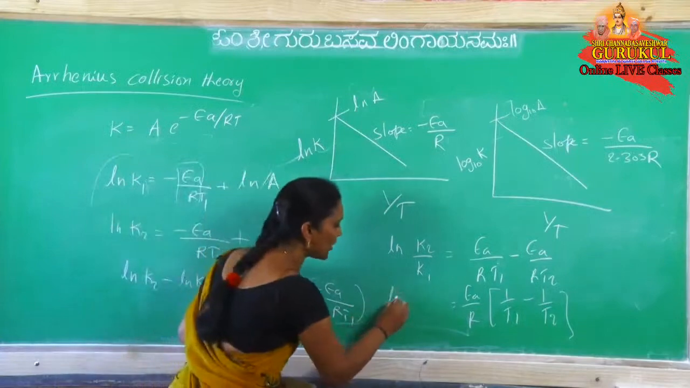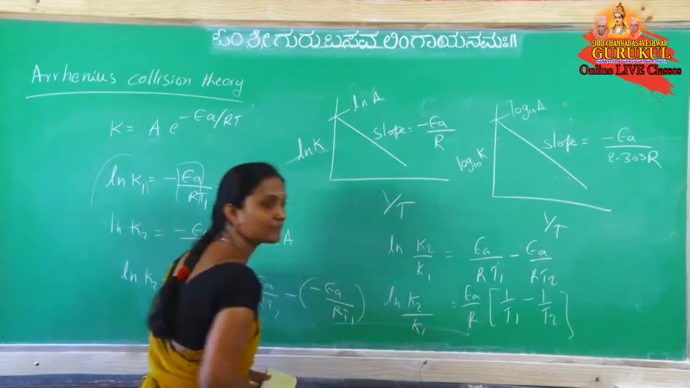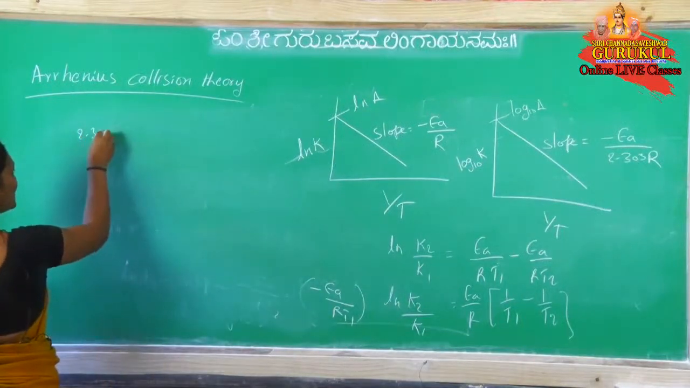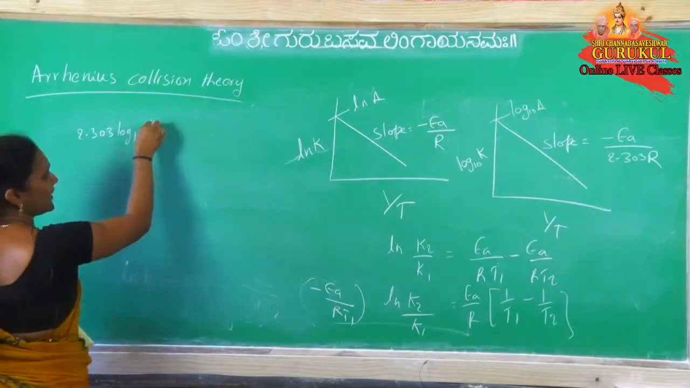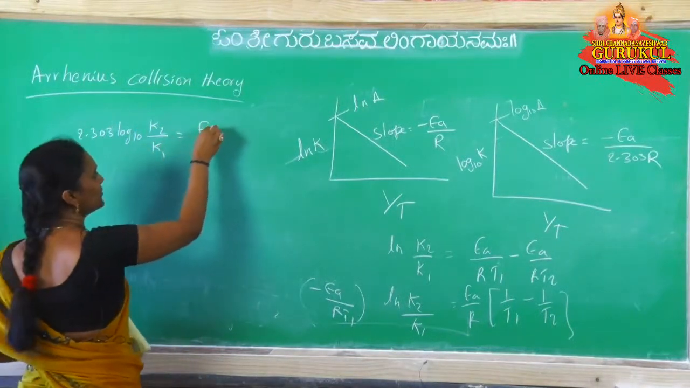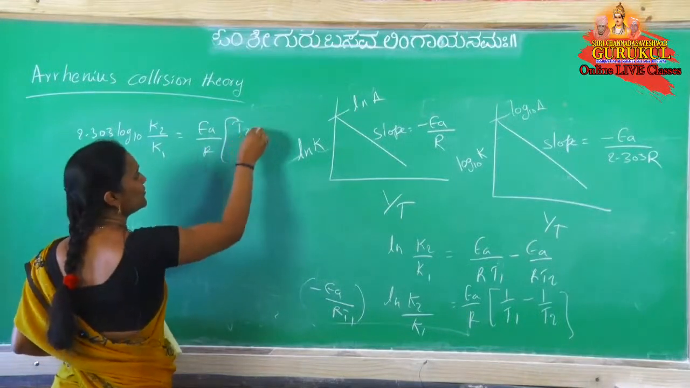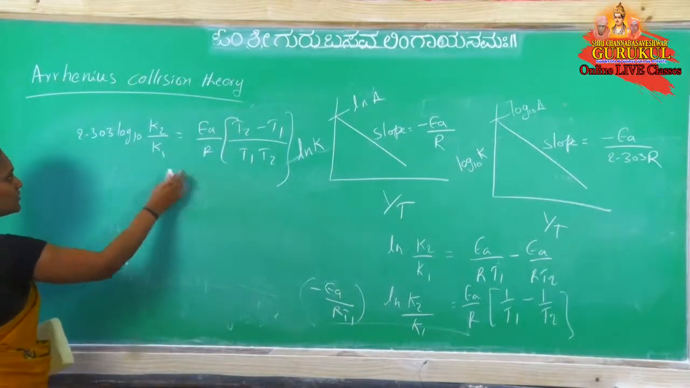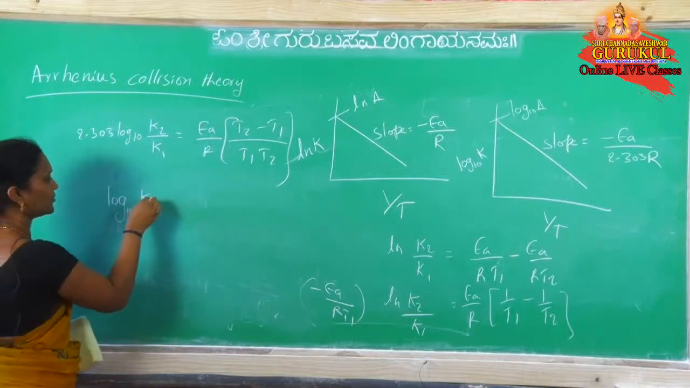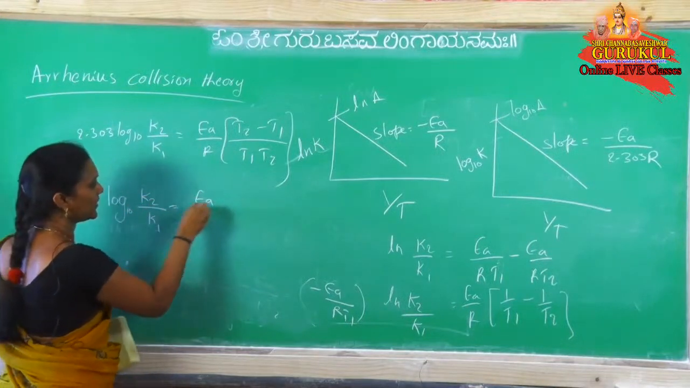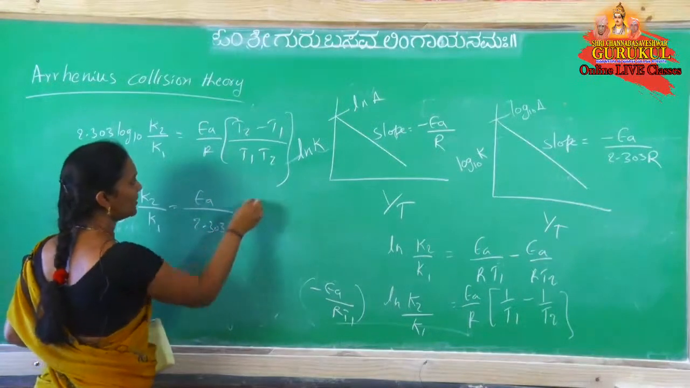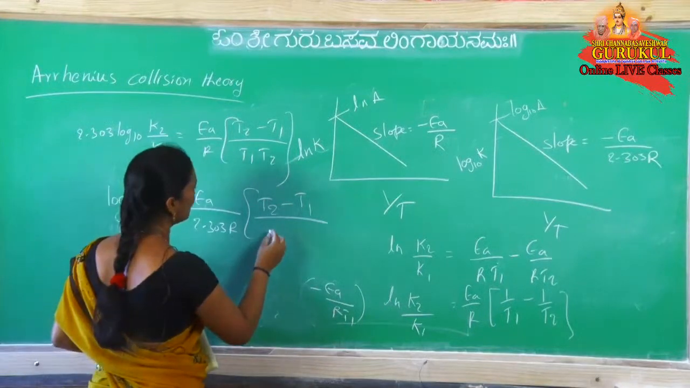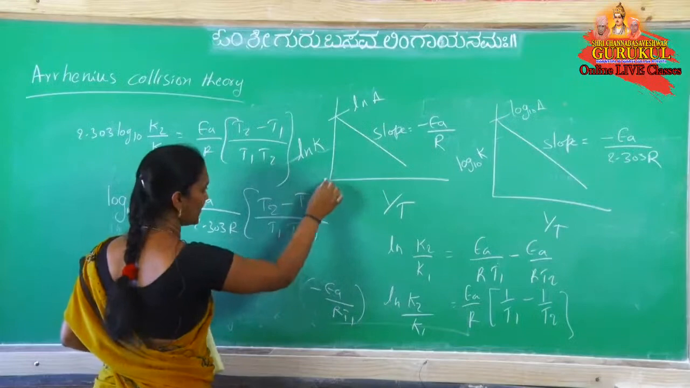Now convert this ln, natural logarithm, to log base 10. 2.303 log base 10 K2 by K1 is equal to Ea by R into T2 minus T1 by T1 T2. Shift this 2.303 to this side. So log base 10 K2 by K1 is equal to Ea by 2.303 R into T2 minus T1 by T1 T2. Problems are based on this: they will give activation energy, T1, T2, and we have to calculate K2 when K1 is mentioned. Problems based on this are very important.